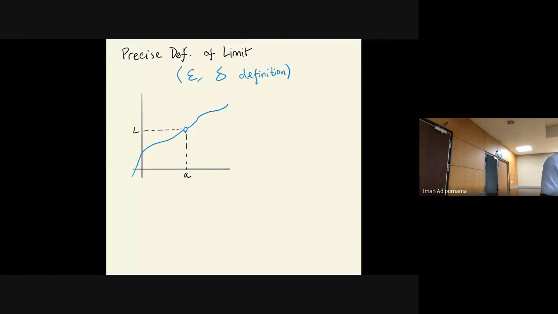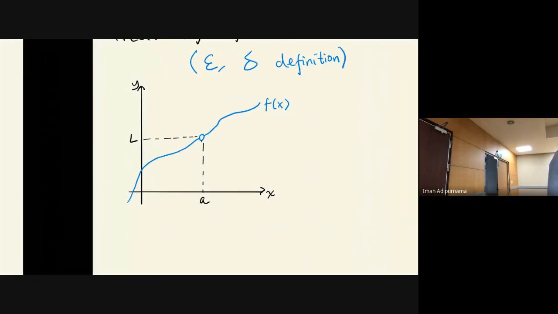From our limit concept, when you have this kind of graph, the blue one is your function, and you have a hole in the middle of the function. When x approaches a of your function, you have the limit, right? It's L. We know that the limit is L.